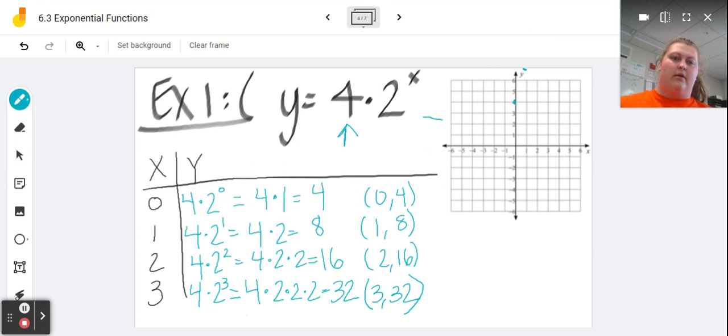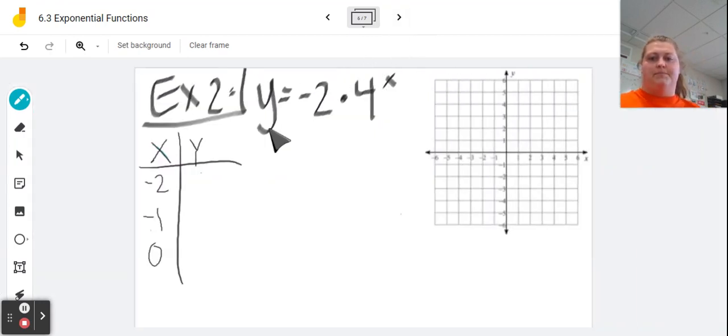So when I draw my graph, I connect my dots first with a curve, and then I come down here and make it straight and put an arrow, because that's what exponential functions look like. All right. For my next one, I have a negative A.